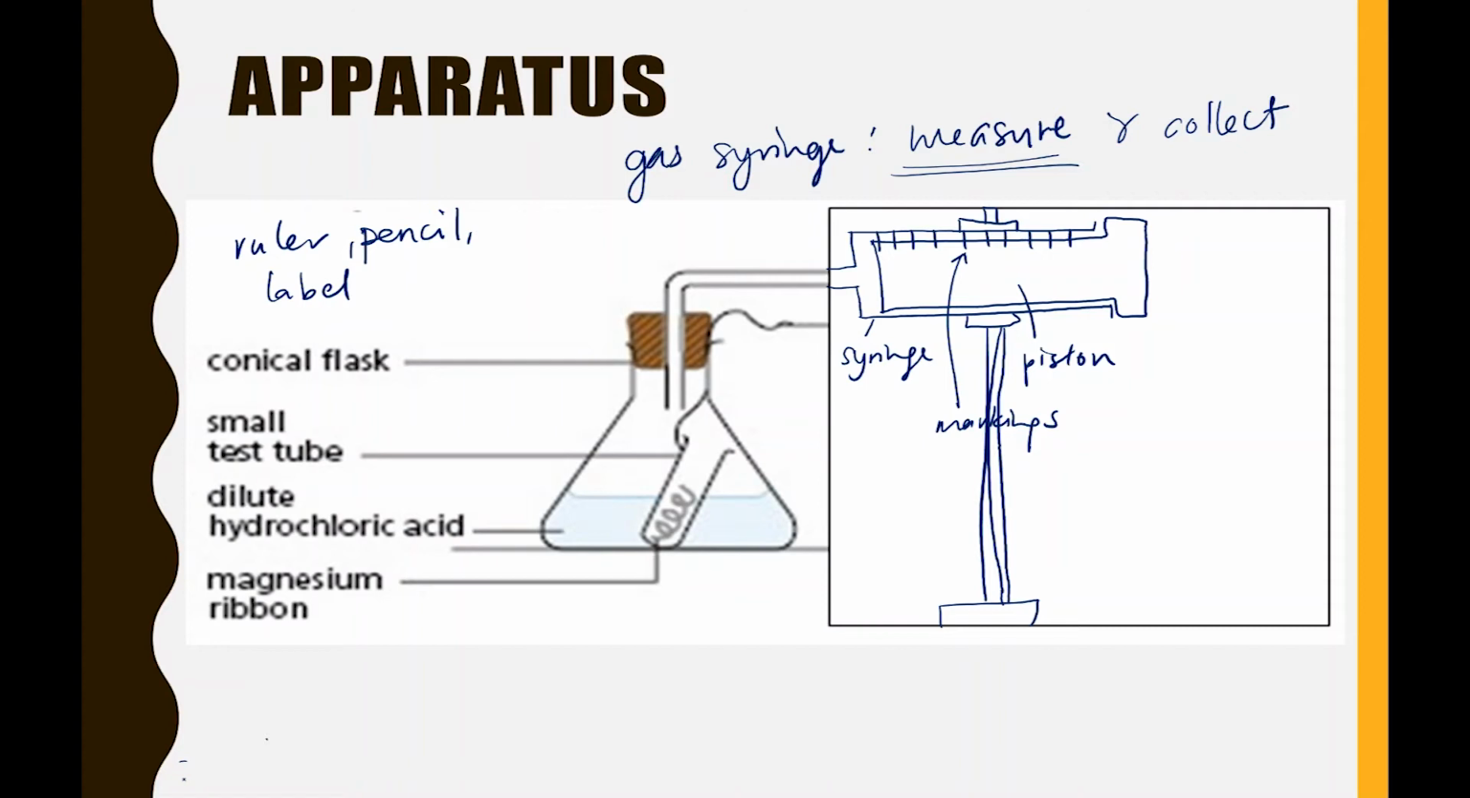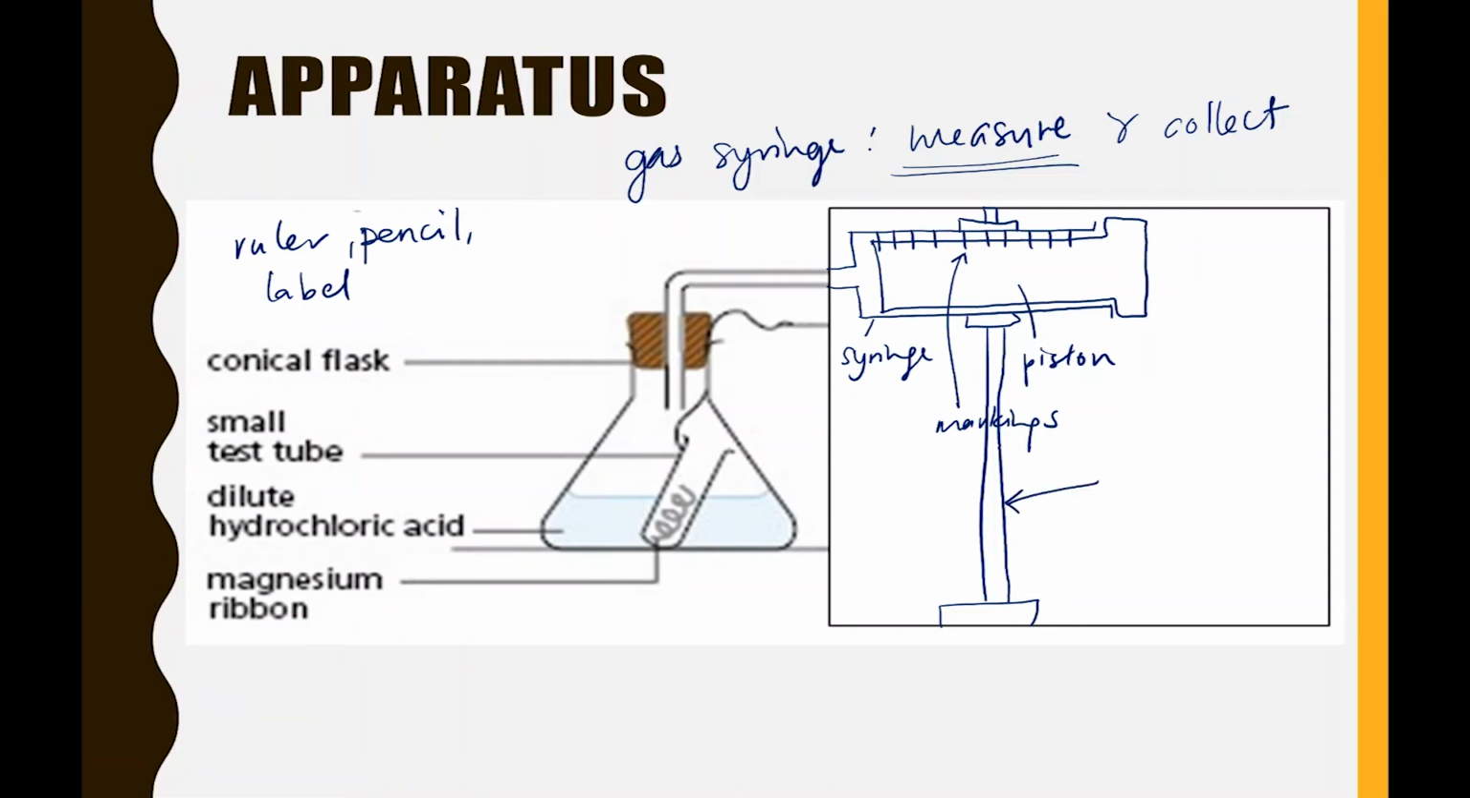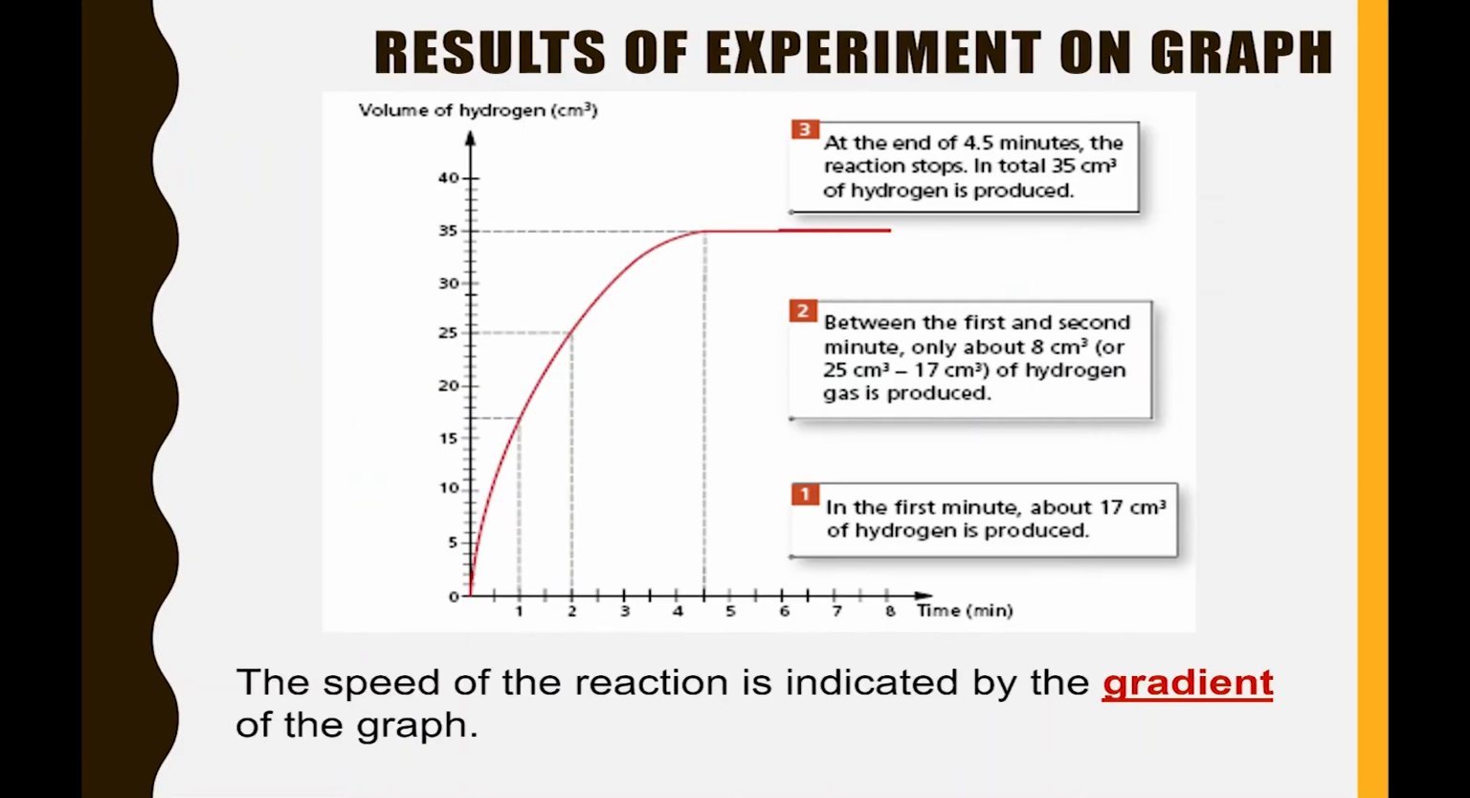Eraser. Okay, so label the retort stand. And we're done. So this is how your diagram is supposed to look like. Remember, use a ruler, pencil, and label. Alright, next, results of the experiment on graphs.